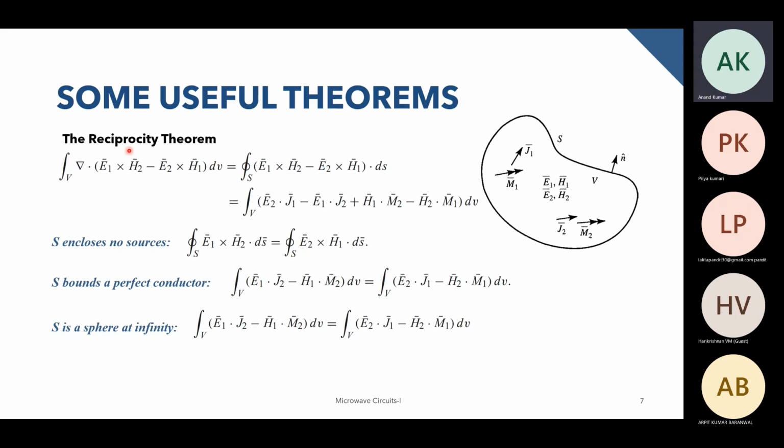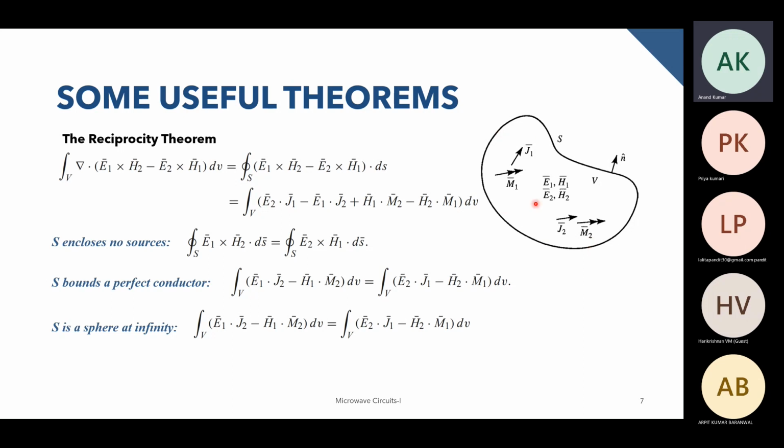Also, before we started yesterday's class, we looked at two important theorems, one of them being the reciprocity theorem and the other being the image theory. So for the reciprocity theorem, we looked at the derivation. You have a region with volume V, and the total surface area is represented by the surface S, and there is a normal vector on the surface. You have two electric sources, J1 and J2, two magnetic sources, M1 and M2, and their corresponding fields, E1 and H1 for J1 and M1, and E2 and H2 for J2 and M2.